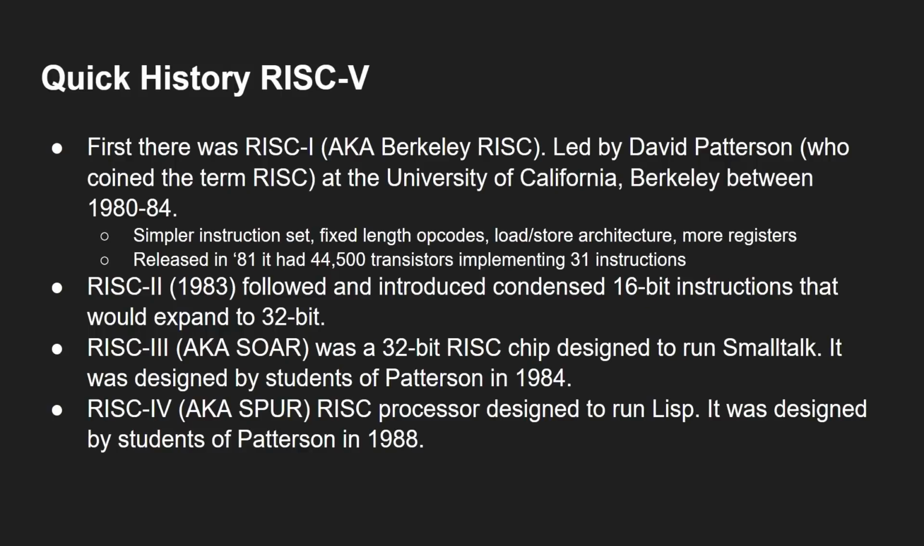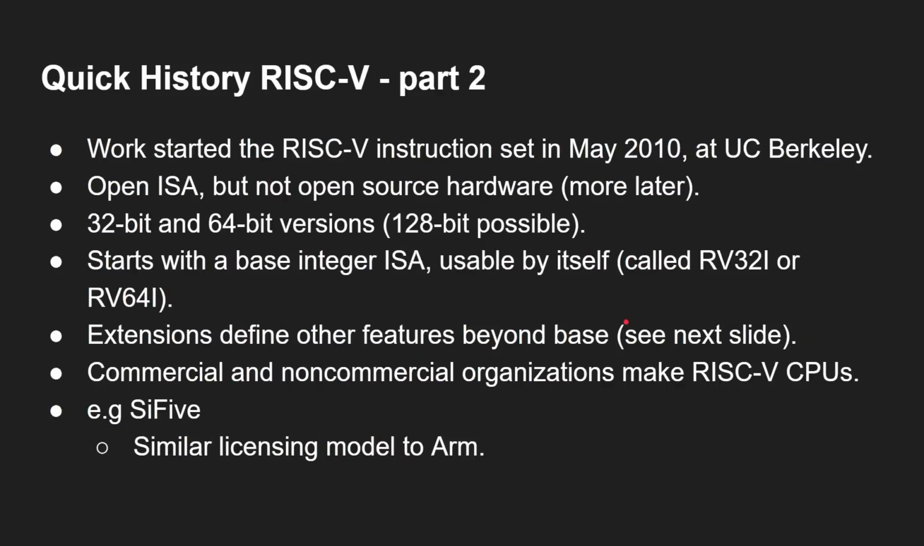These would then get expanded down the pipeline to 32 bits, but it meant you could get more code into less memory. And then you have RISC-III and RISC-IV, which are not really talked about. They were two processors designed by students under the supervision of Patterson, again at the University of California. 1984, 1988. One was optimized to run Smalltalk, the other was optimized to run Lisp. And then we have a big gap, and not until 2010. This is why RISC-V is a relative newcomer to the game, when we're thinking about Intel back to the 1970s and the 80s.